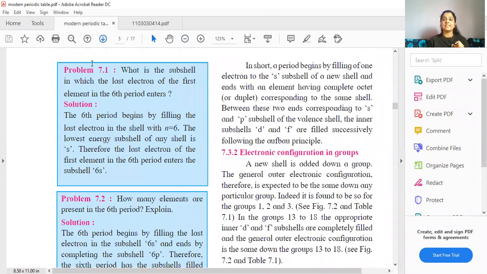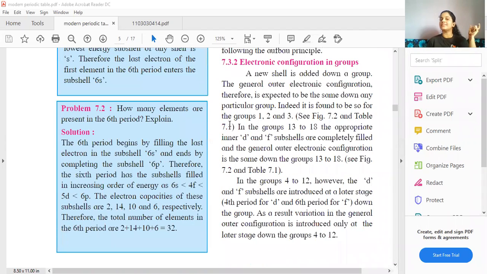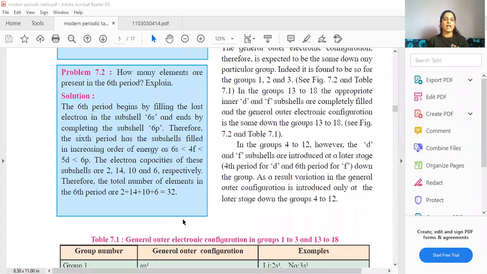Okay, fine. See, the sixth period begins by filling the last electron in the shell with n equal to 6. The lowest energy subshell of any shell is s. Okay, that is very obvious. For any shell, the first subshell that comes into picture is s. Later on, we have p, d, and f. Therefore, the last electron of the first element in the sixth period enters the subshell 6s. Okay, fine. I think, students, I need to teach you all a little bit more topics in order to understand this. But I think the sixth period concept and 6s filling kind of makes sense. Okay. Let's see the next question.